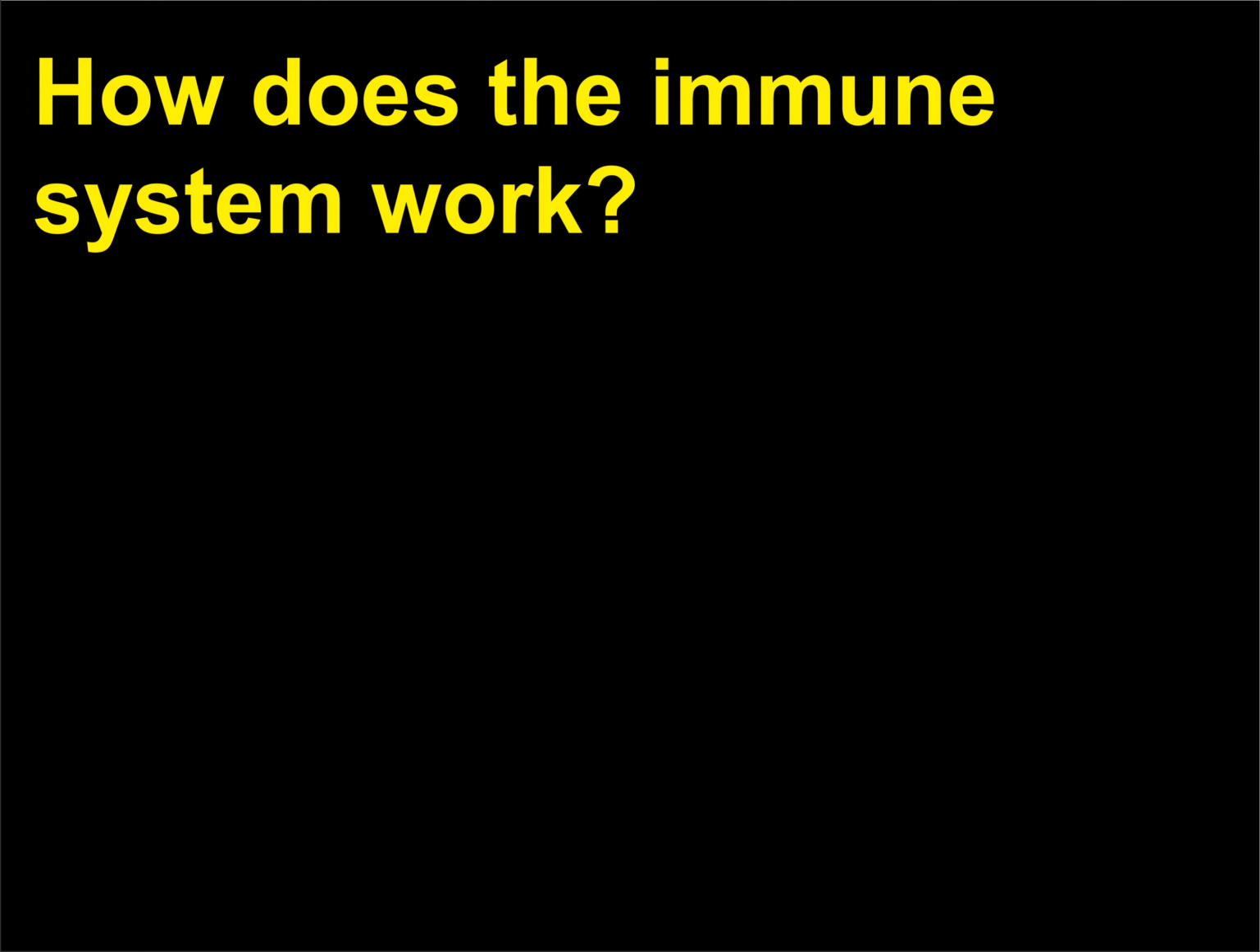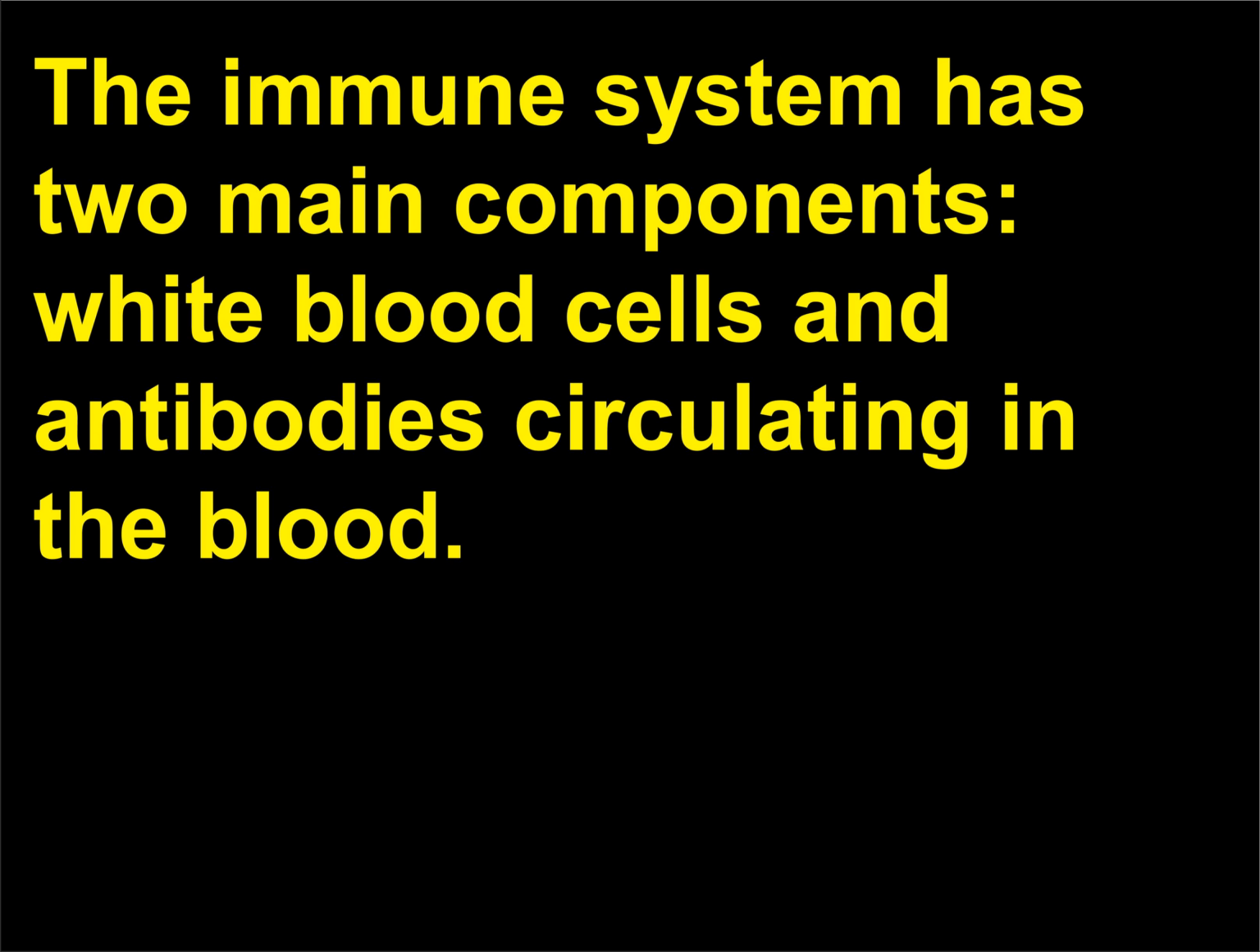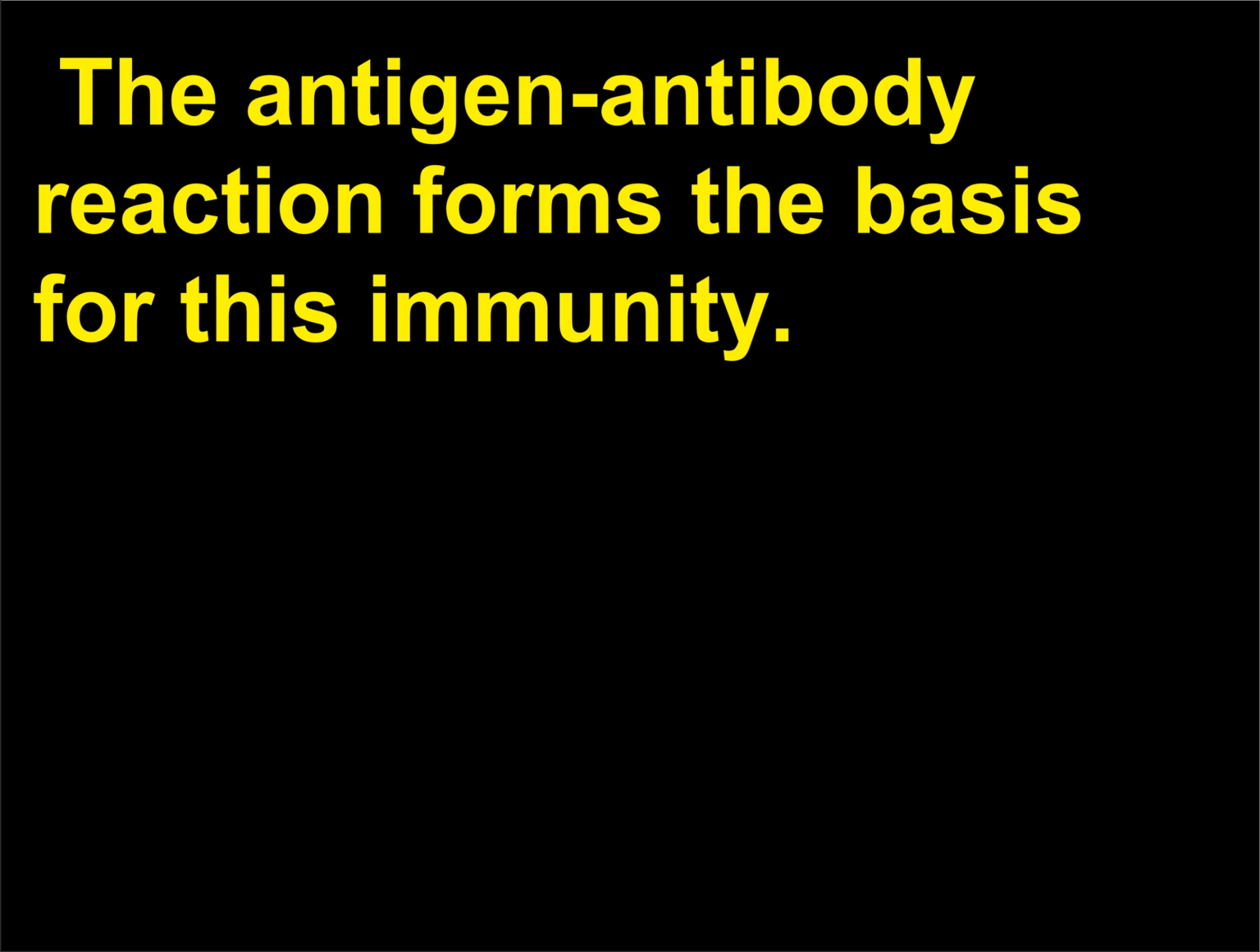How does the immune system work? The immune system has two main components, white blood cells and antibodies circulating in the blood. The antigen-antibody reaction forms the basis for this immunity.